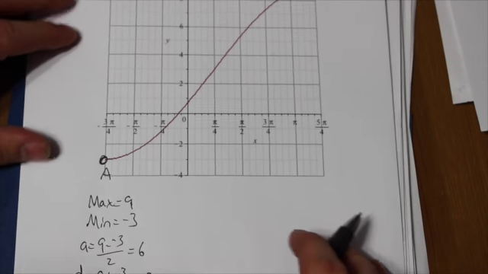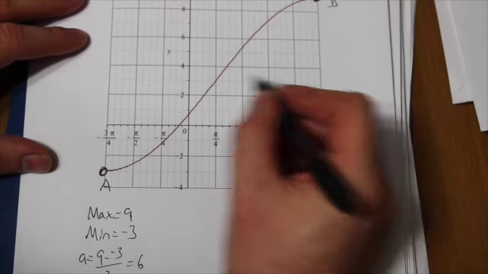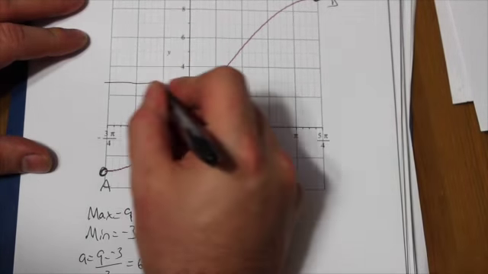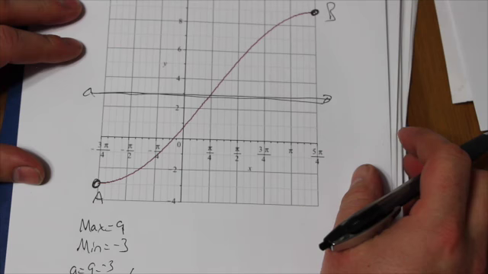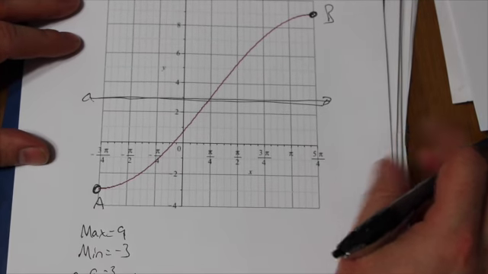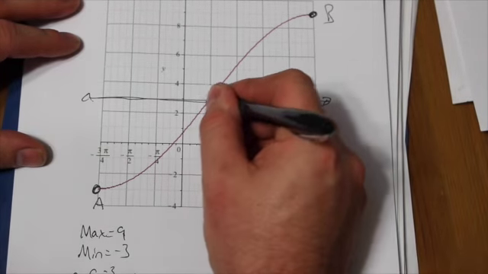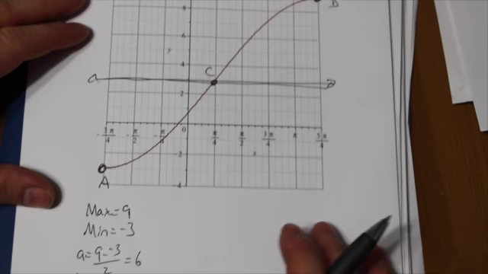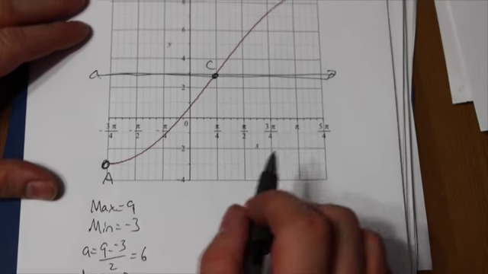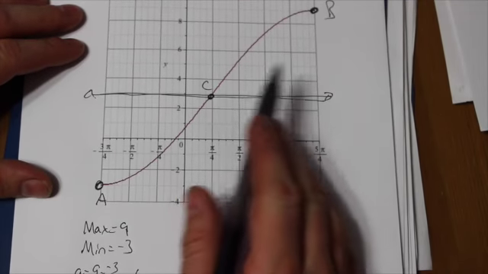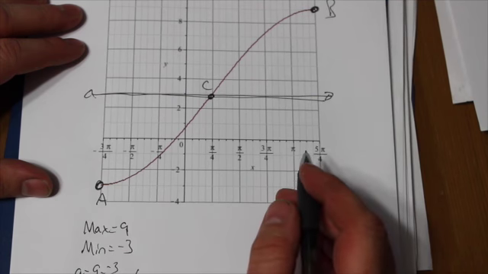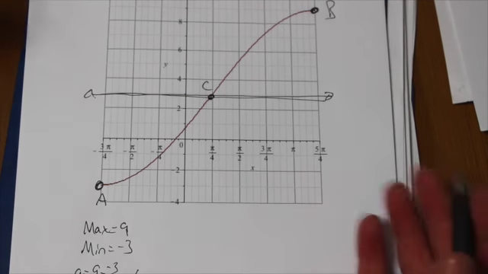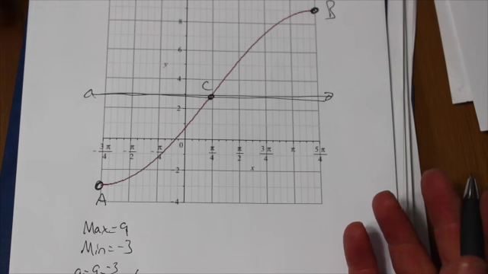Now what I'm going to do with that is draw a line right through the center, where y is equal to 3. It gives me that point right there, and that's going to be my C point. Now, I also want to take a good look at this graph. What I'm seeing right here is half of a period, so the full period is going to be twice this.